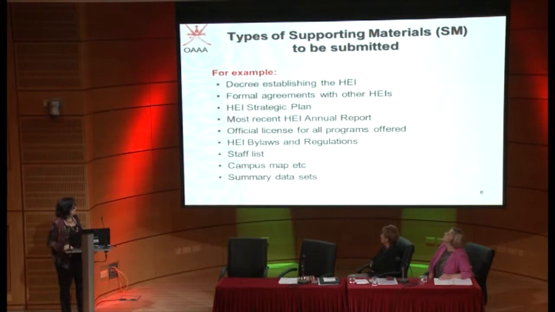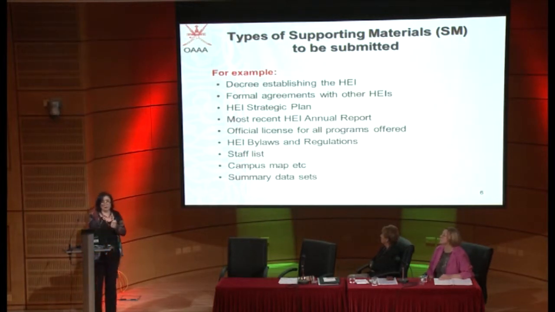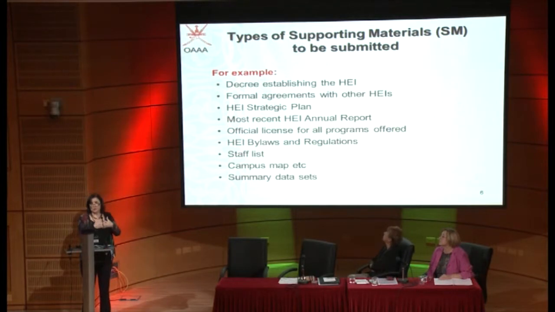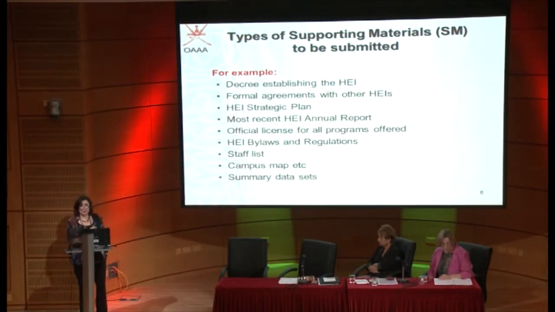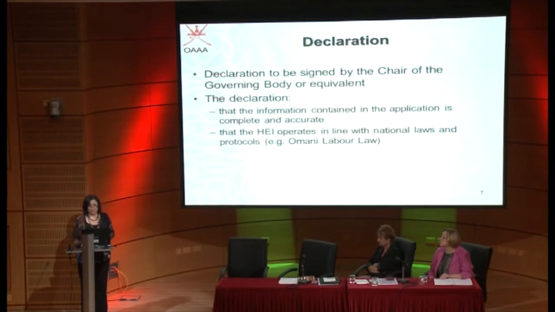Okay, so the type of supporting materials we imagine that an institution or a programme will submit. The decree or the licence or the agreement to the licence from the Education Council for private institutions. For those institutions that have formal agreements with overseas institutions, they would be expected to be submitted. Strategic plan, annual reports, licences, bylaws and regulations, staff list, campus map, summary data. So these are the type of examples of materials that all institutions would be expected as a minimum to submit.